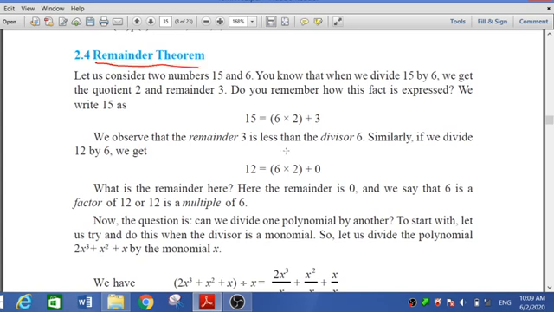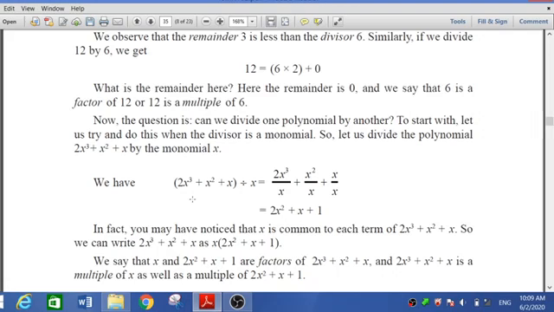But before we start the remainder theorem, we have to go to the 8th standard, that is how we can divide a polynomial by a polynomial. We have to start with that today. First of all, one polynomial is given here: 2x cube plus x square plus x divided by x. So 2x cube divided by x plus x square divided by x plus x divided by x. So the answer is 2x square plus x plus 1.